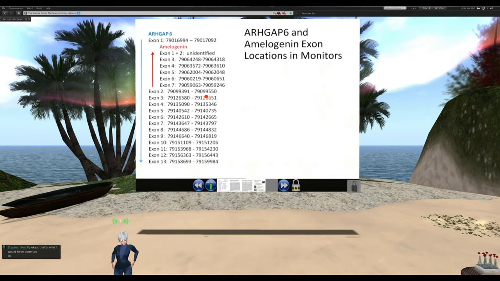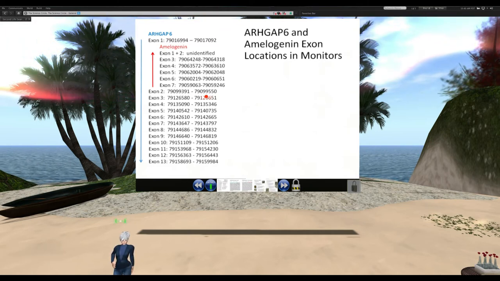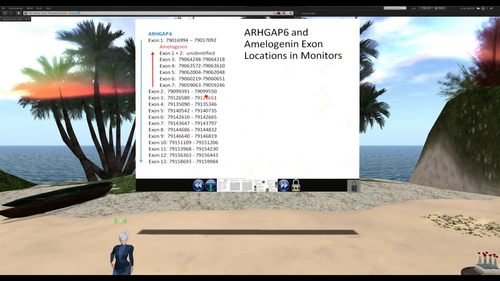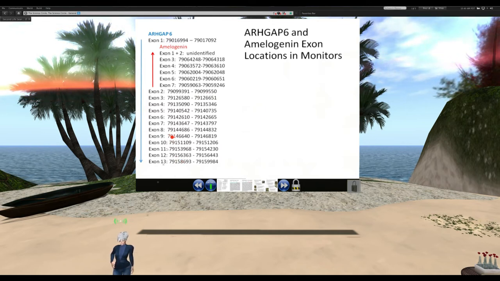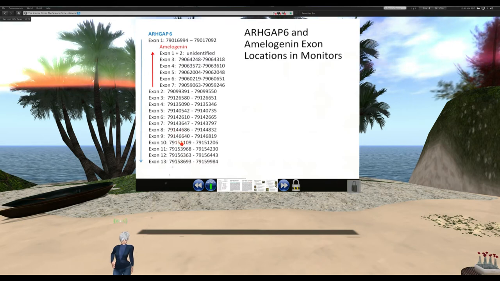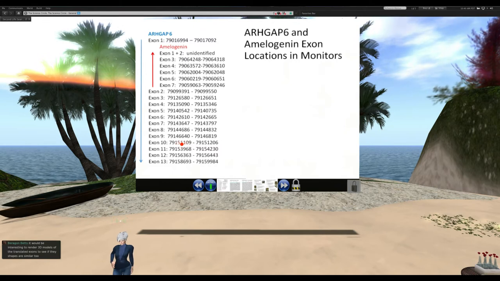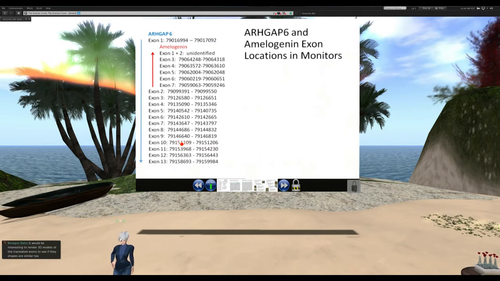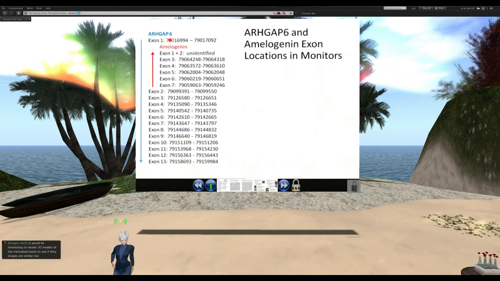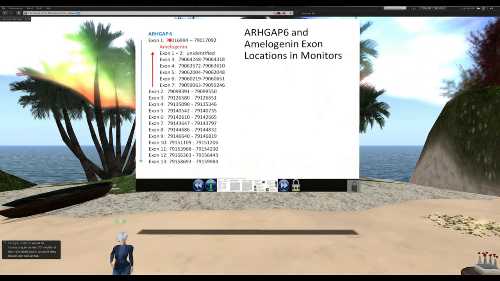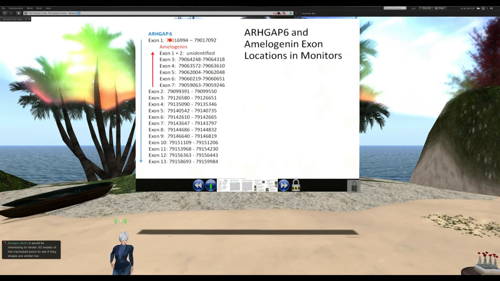So this is just a list of all of the exons that I found in that region. And the important thing about it is that they're in order. If you look at exon 9 and exon 8 and exon 10, they're lined up in the same numerical sequence. And then exon 1, I found on the other side of amelogenin, which is right where it is in humans. So that looked interesting.